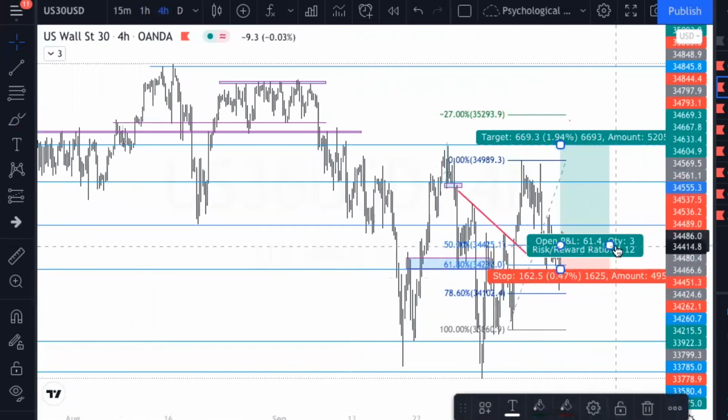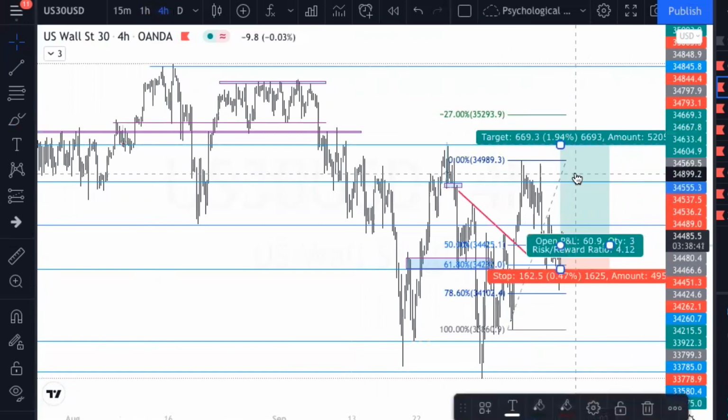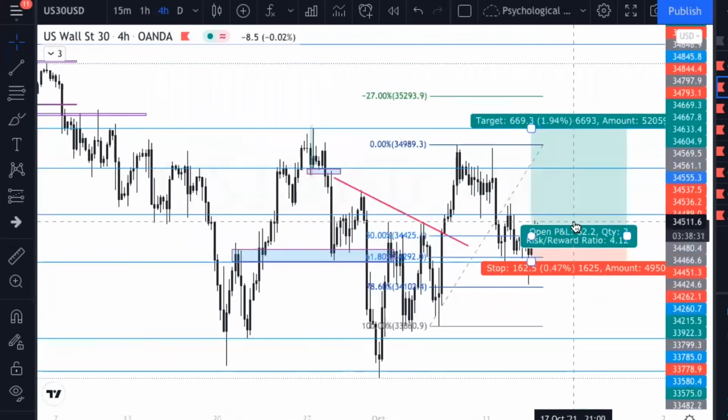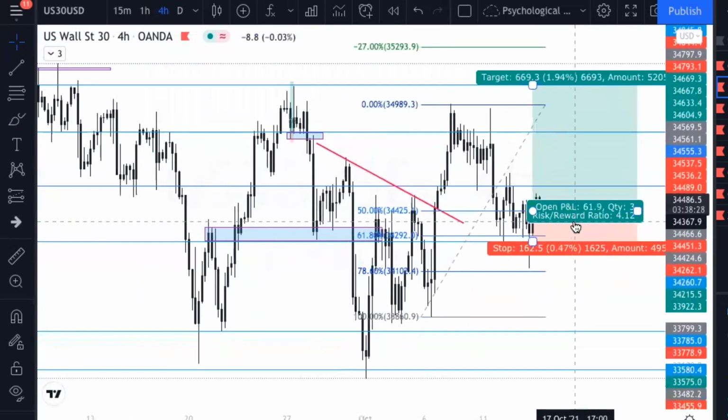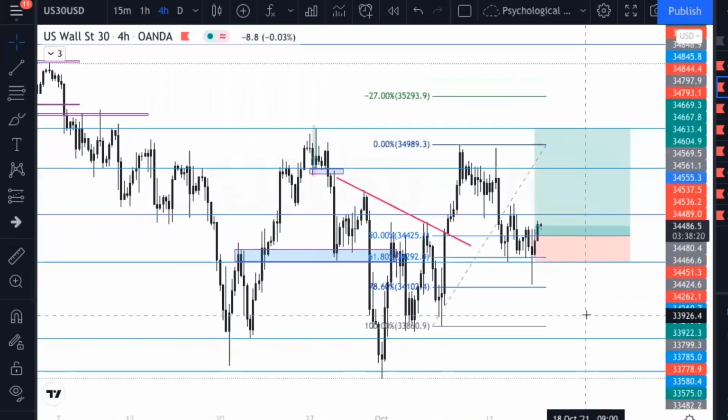Still giving me a 1-to-4 risk reward ratio, risking 162 points with a reward of around 670, 669 point reward. So that's what I'm looking at for US30 right now. This is my trade this week. The only thing that I've traded this week. So yeah, let's see how this plays out.